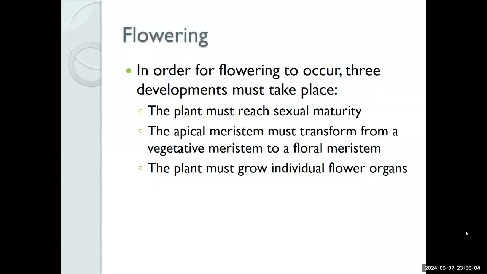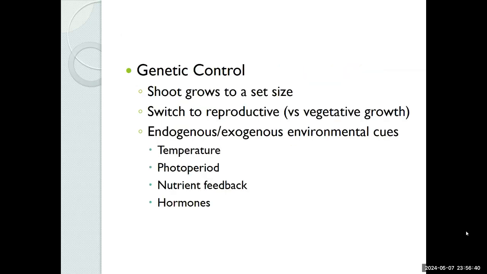In order for flowering to occur, 3 developments must take place. The plant must meet sexual maturity. Its apical meristem has to shift from a vegetative growing meristem to a floral meristem. So this involves gene expression, changing the primary directive or goal of the apical meristem. And then it takes time for the plant to listen to those new instructions and grow the individual flower organs. All of this is controlled by genes.